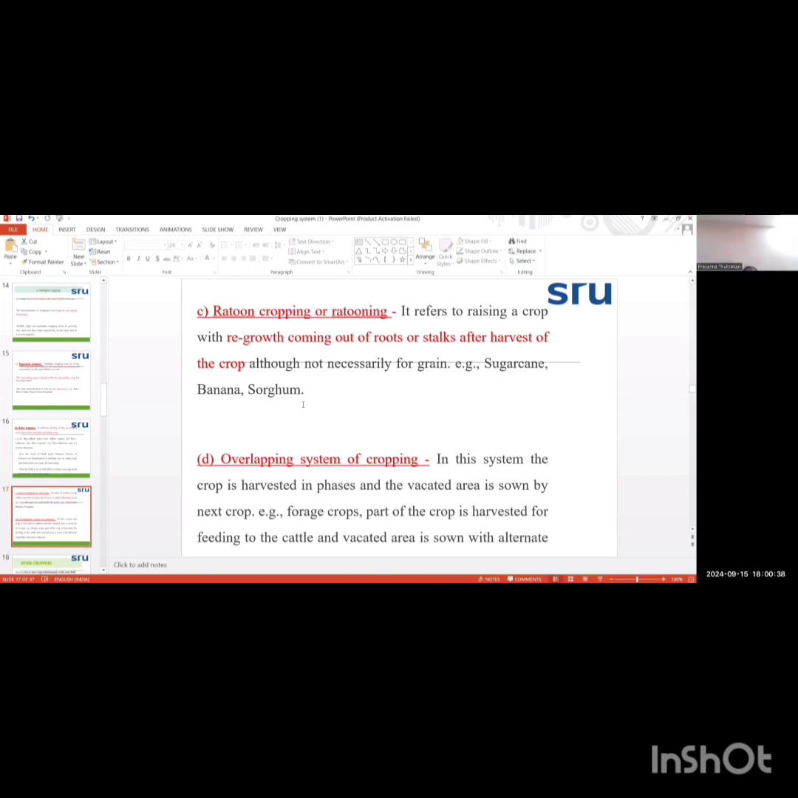For example, if you take the forage crops, if one part of the forage crop is already ready to harvest, you can cut those mature plants, and you can use that area for growing another crop. Such a type of cropping system is known as overlapping system cropping.